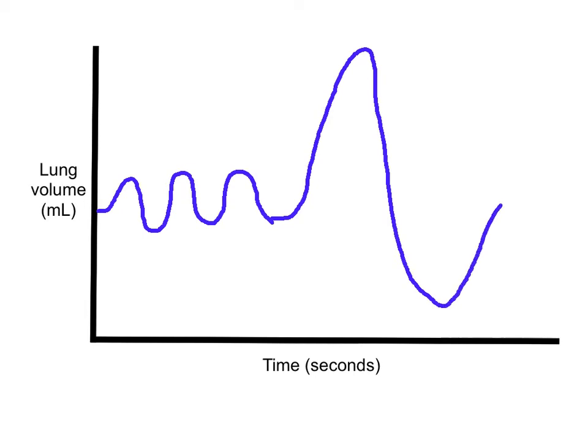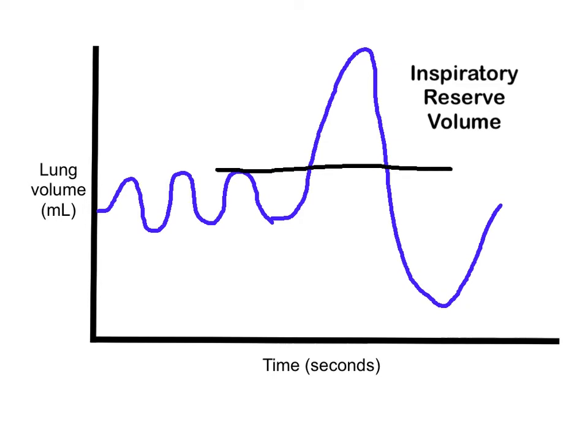The additional air you were able to take in that forced inspiration is the inspiratory reserve volume. To find the IRV, ask how much more air can I take in beyond the tidal volume, and measure from the peak of quiet inhalation to the peak of your forced inhalation. That's your inspiratory reserve volume.